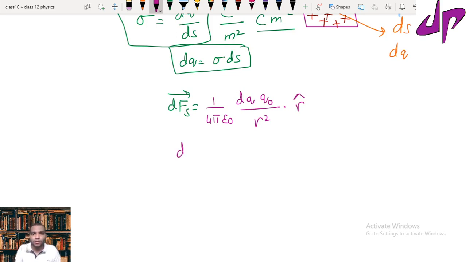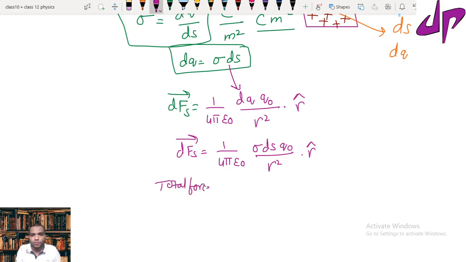Now in place of dq, substitute its value. It's 1 over 4 pi epsilon naught, times sigma times ds times q naught upon r square times r cap. Now to find out the total force due to the surface at point P, what shall we do? We need to do integration.